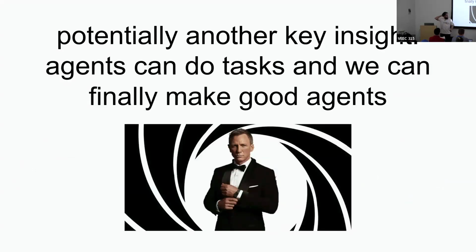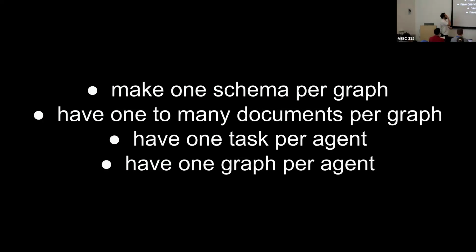can do tasks. Our broad point is to give an LLM the least responsibility possible and then have a lot of them. Each LLM can be assigned to an agent, each agent can be assigned to a task, each task can be assigned to a domain, each domain can be assigned to a graph, and each graph can be assigned to a schema. So when I talk about small graphs, the point is to make one schema per graph, have one to many documents per graph, have one task per agent, and have one graph per agent.